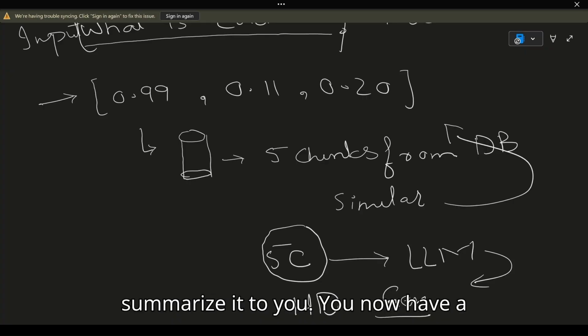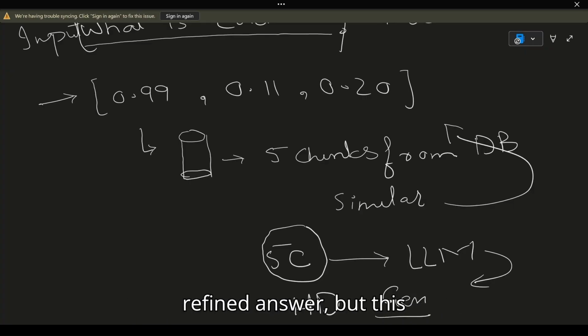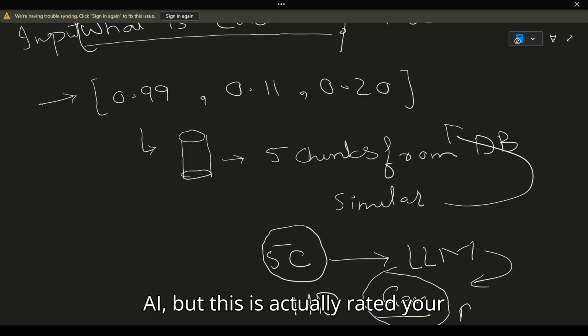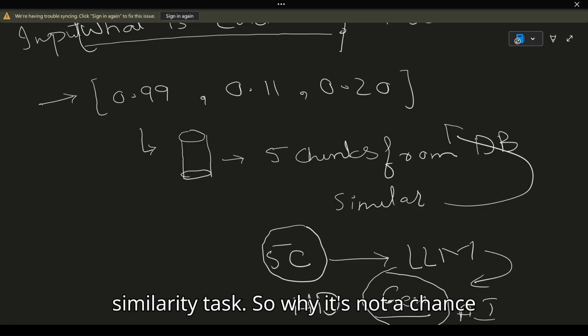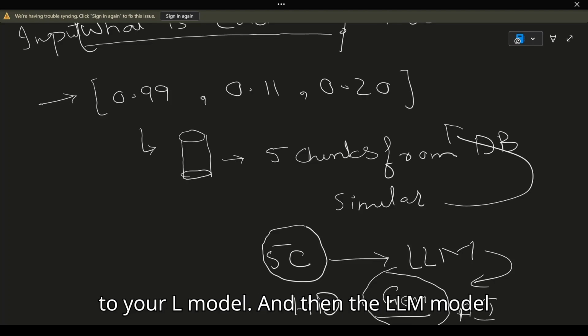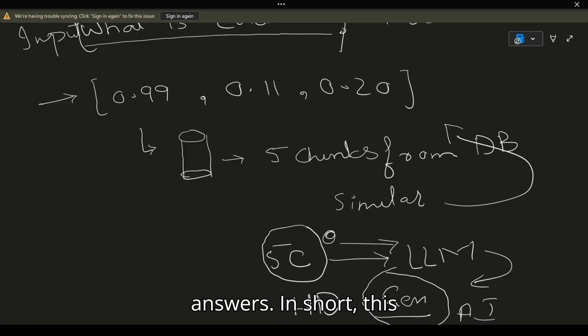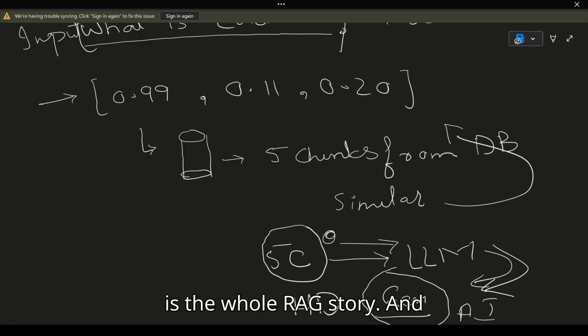I'll summarize it for you. You now have a refined answer, but this refined answer is not only produced by AI; your similarity search provides another chance to your LLM model, and then the LLM model works with the Gen AI to find the answer. So in short, this is the whole RAG story.